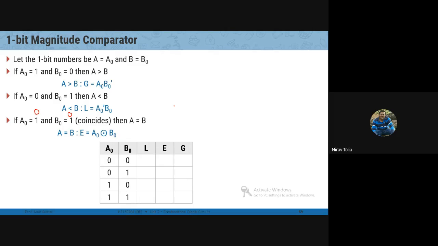So this is the truth table for the one bit comparator. When my A0 is 0 and B0 is 0, it is the same thing, so my A is equal to B. For 0 1 my A is less than B. For 1 0 my A is greater than B. And for 1 1 my A is equal to B again.